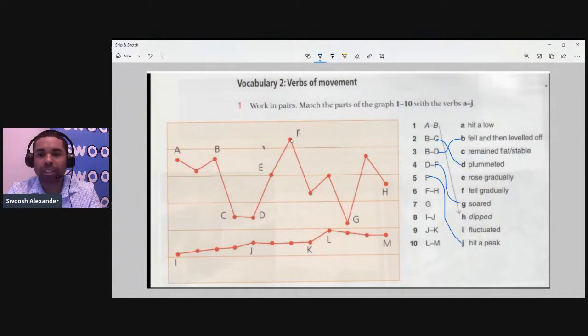Now we're looking at the values between F and H. We can see there's a lot of variation here, can't we? So it falls steeply, then it increases slightly, then it falls steeply again, and then it soars, and then eventually it decreases. So a lot happens between F and H. And so what we can say is that the value fluctuated. So between F and H, we would go with this description, fluctuated.